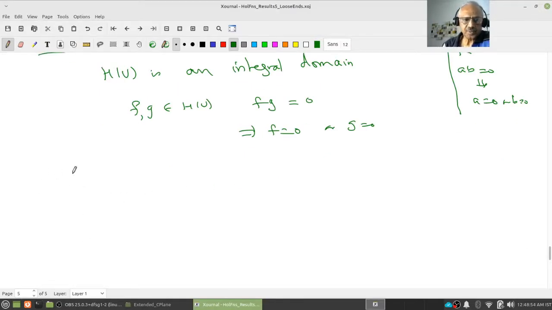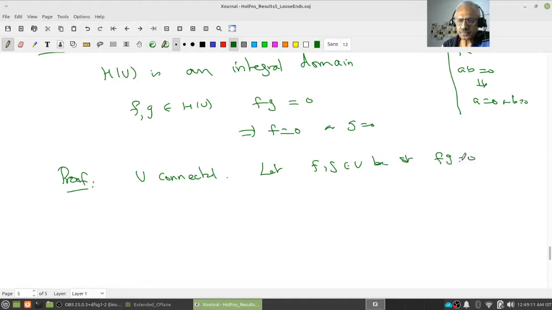Okay, the proof is extremely easy. It uses the identity theorem. Assume U is connected, and let f, g belong to H(U) be such that f times g is 0. If f is not identically 0, then there is an a in U so that f(a) is non-zero, right?